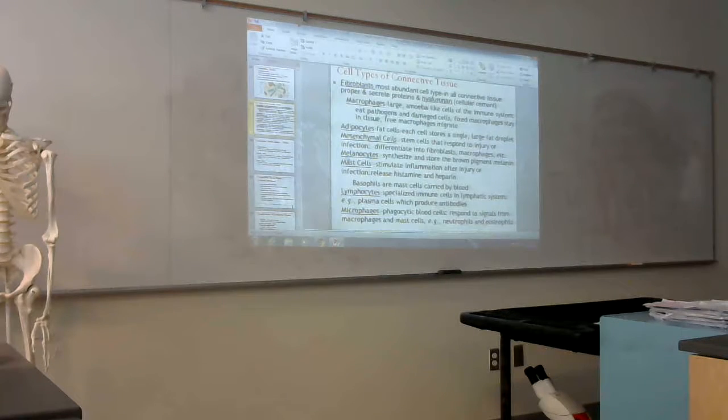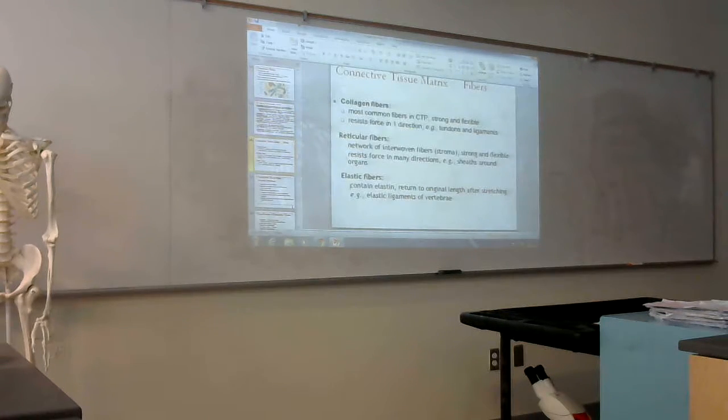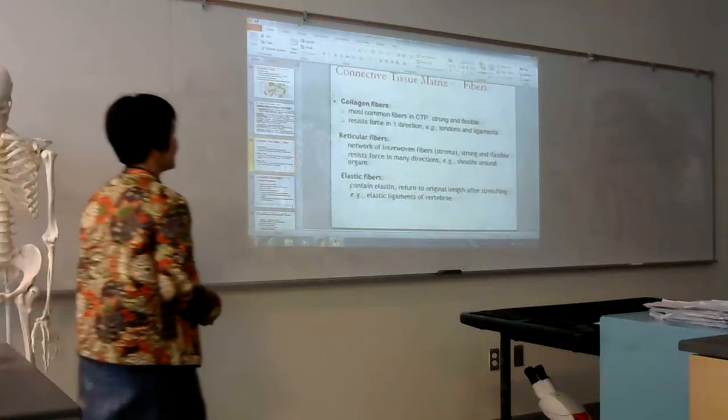Melanocytes, you will see in chapter 5, they make melanin. And then these other cells right here, you will see them or appreciate them when we take up chapter 17, your blood, which is next quarter. Okay? The fibers. What are the fibers that you find in connective tissue?